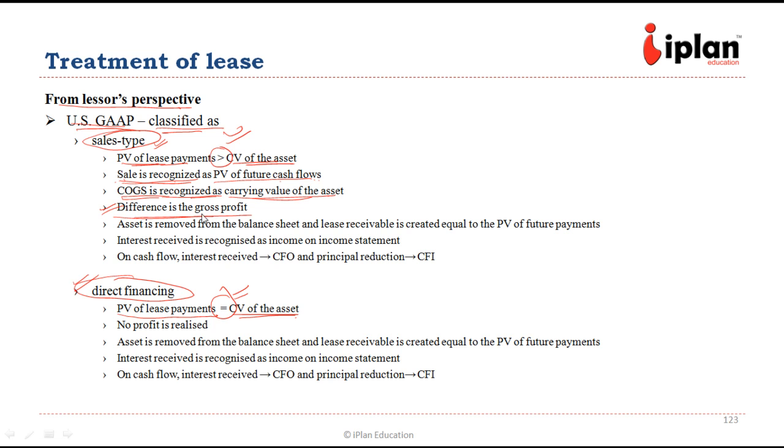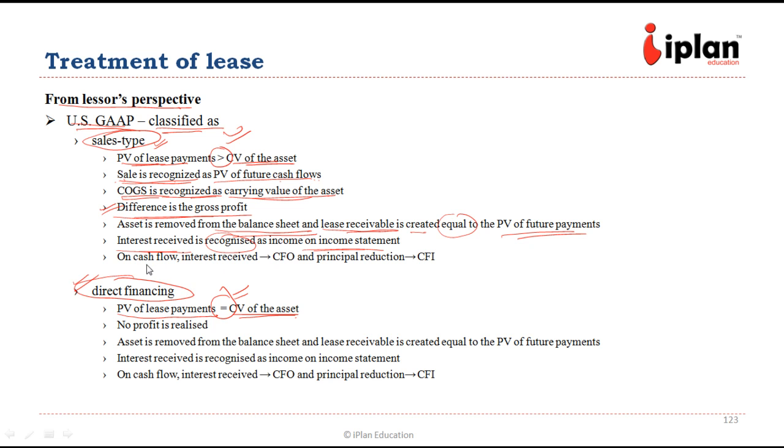Then the asset is removed from the balance sheet and a lease receivable is created equal to the present value of future payments. Then the interest received is recognized on the income statement as income, since we are looking from the lessor's perspective.